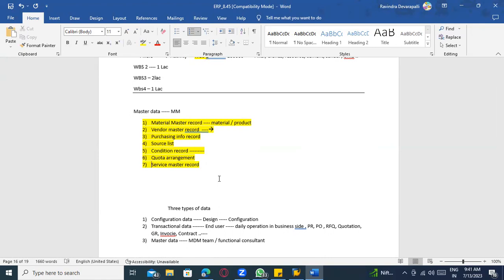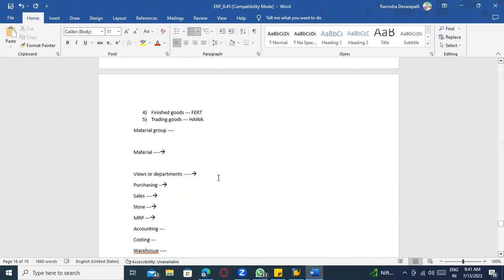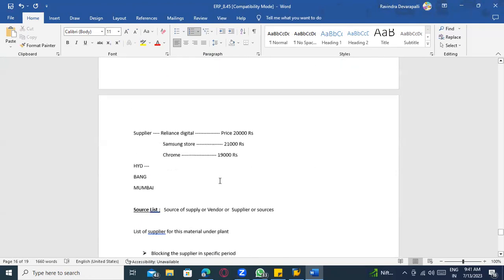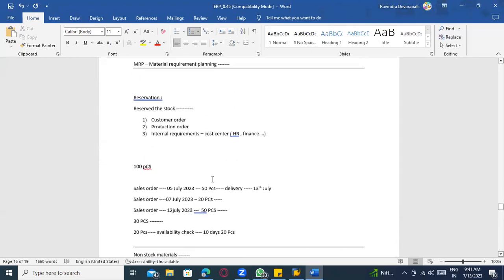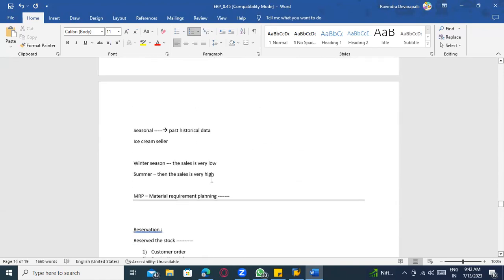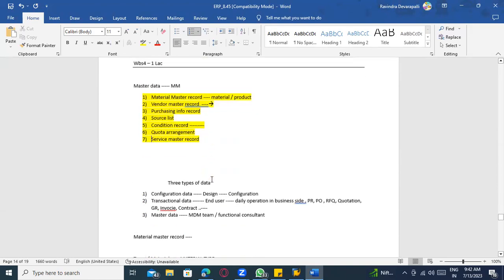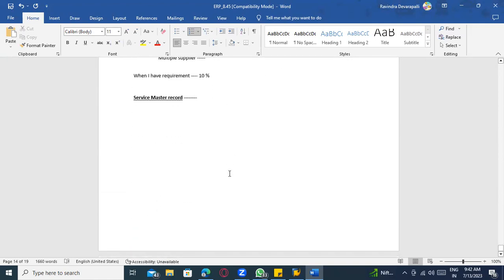Yes. Okay. So as of now we discussed the transactional data and the master data. Now, configuration data is what you perform in the design when you are getting the requirement from the company. You design as per their requirements. So what is this configuration, generally, what kind of configuration is there? Can I go ahead with the configuration? Okay.